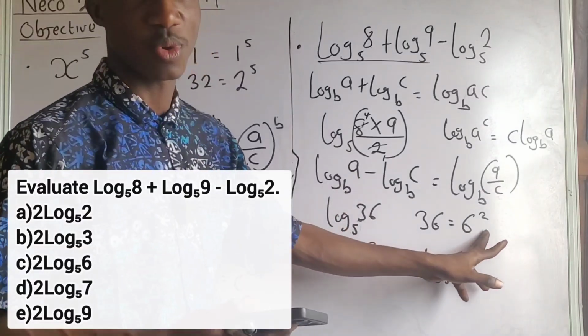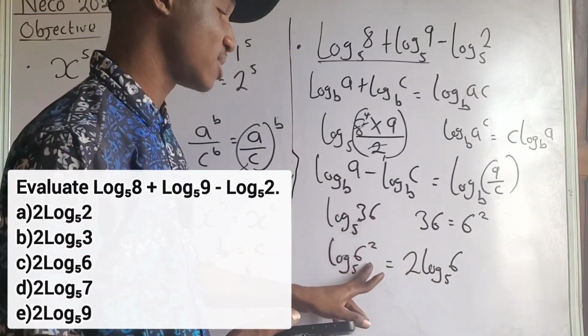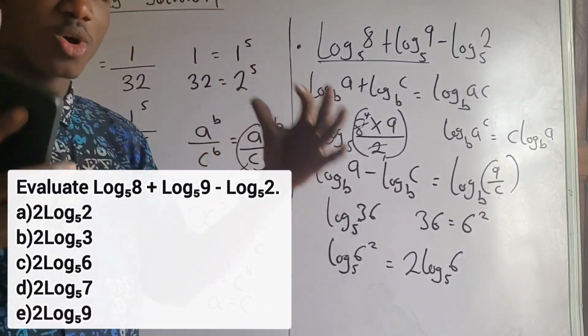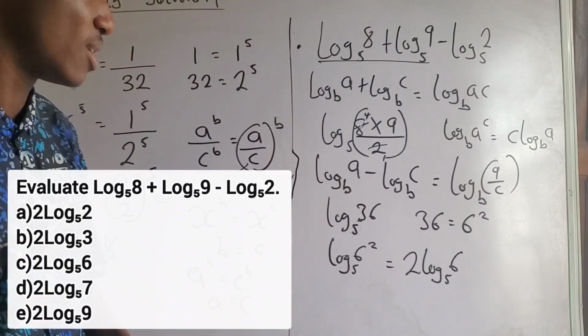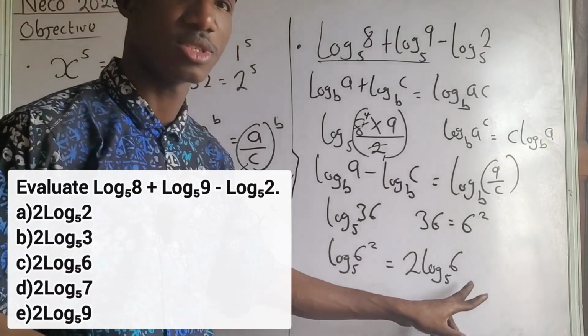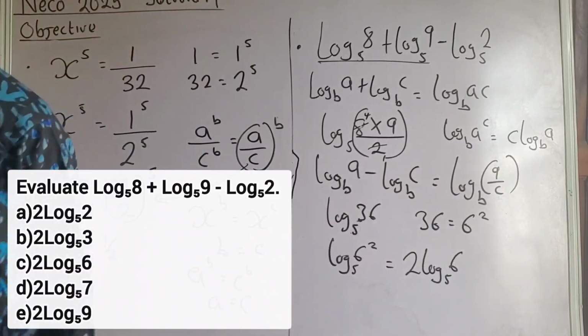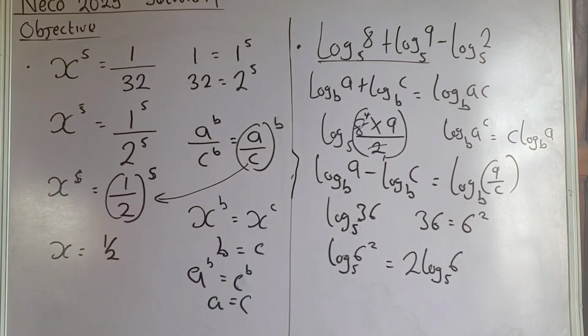36 can be written as 6 raised to the power of 2. So I replace 36 as 6 raised to the power of 2. And according to laws of logarithm, the log of a power is the product of that power and the log. So these two will multiply the log 6 base 5. So that's why I have this. And the correct option to that question is option C. Okay, let's look at the next question.